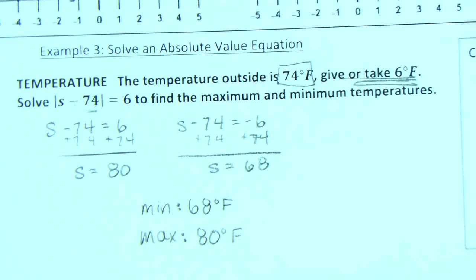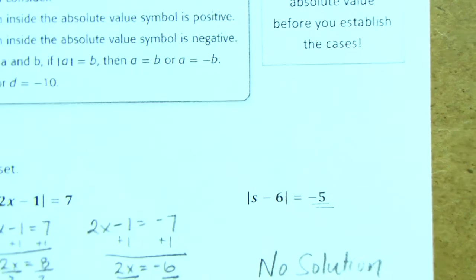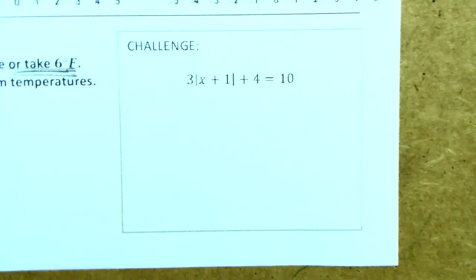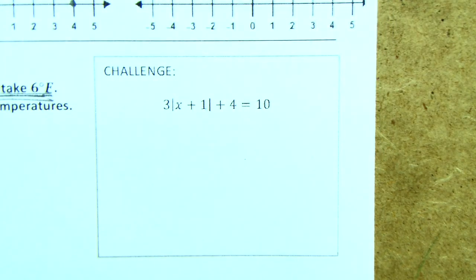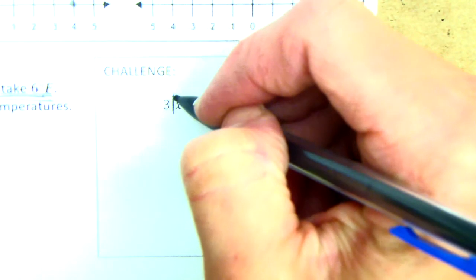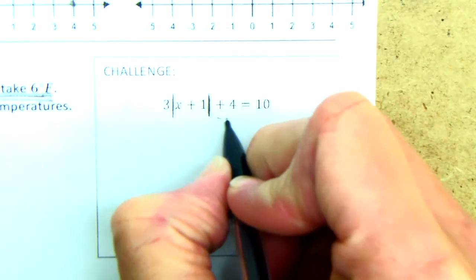Take a look over here on this challenge. Take a peek at this challenge. Let me get this where it's supposed to be for you guys. Take a look. That looks pretty complicated. Not only do we have an absolute value bracket in there, if you will, but we've got a 3 being multiplied out front, and we've got a plus 4. So when you get something like this, the first thing you have to do is use your algebra to get just the absolute value part alone. In other words, we're going to subtract 4.